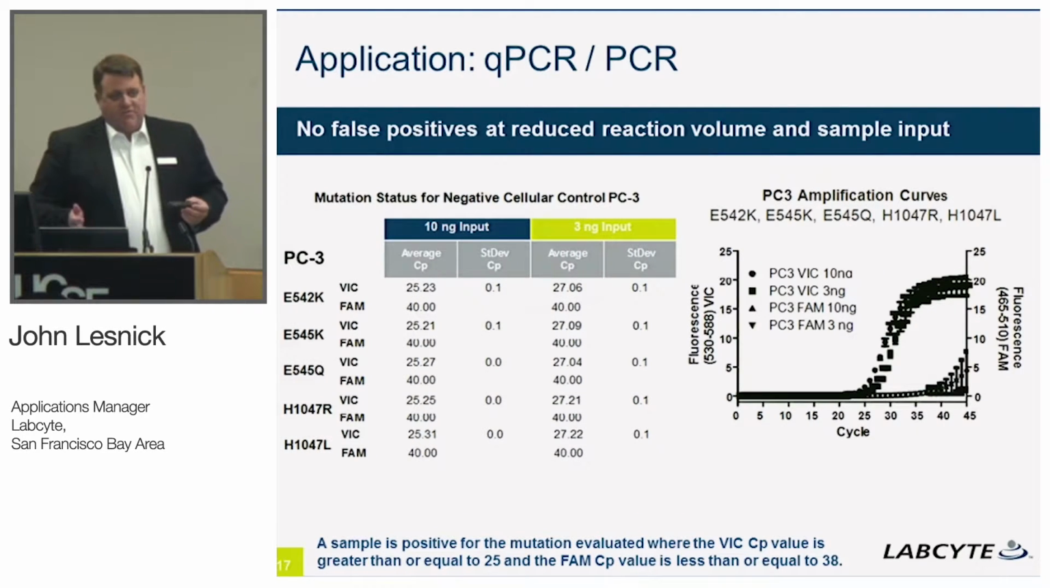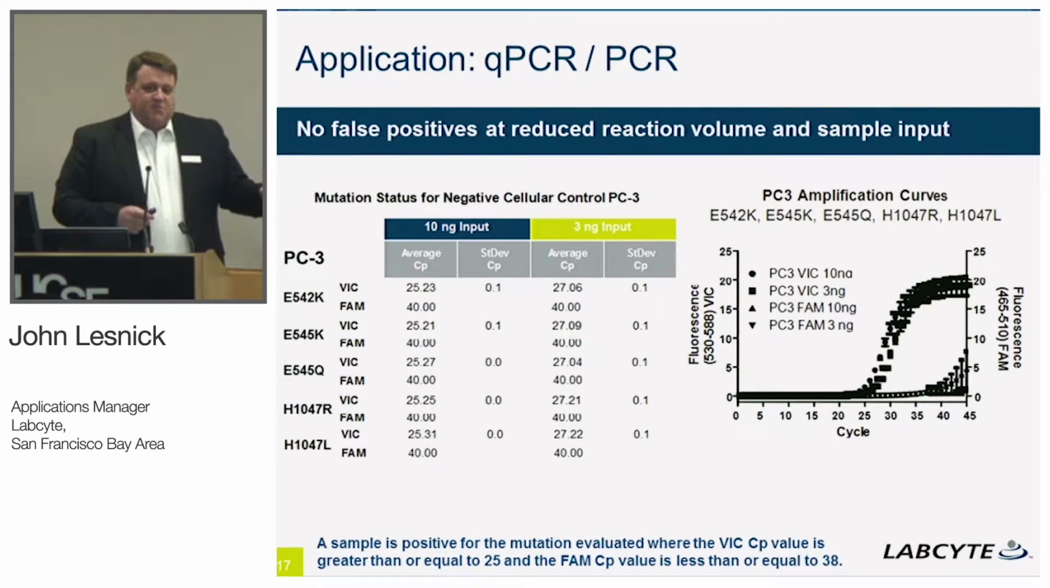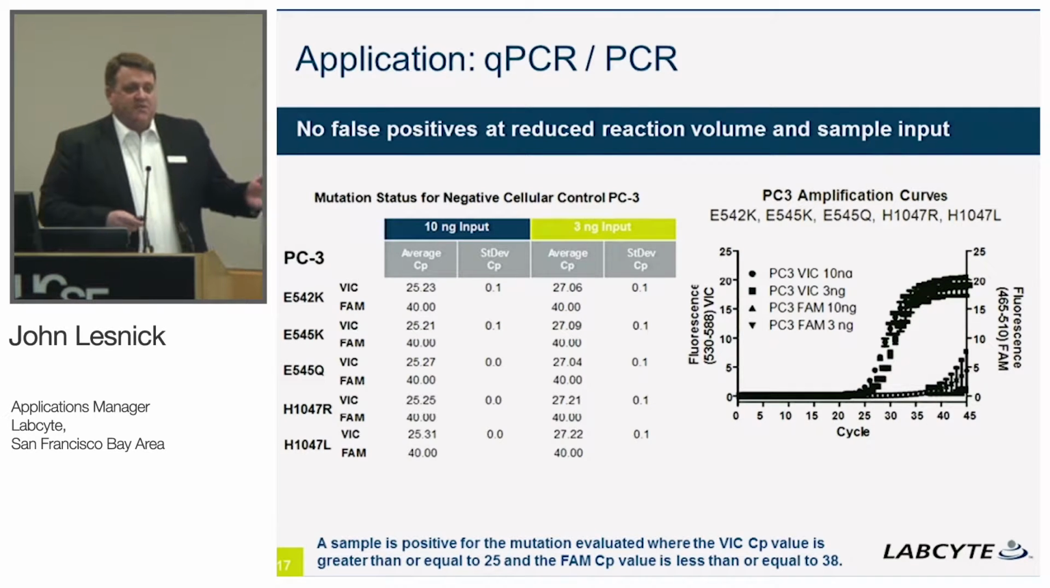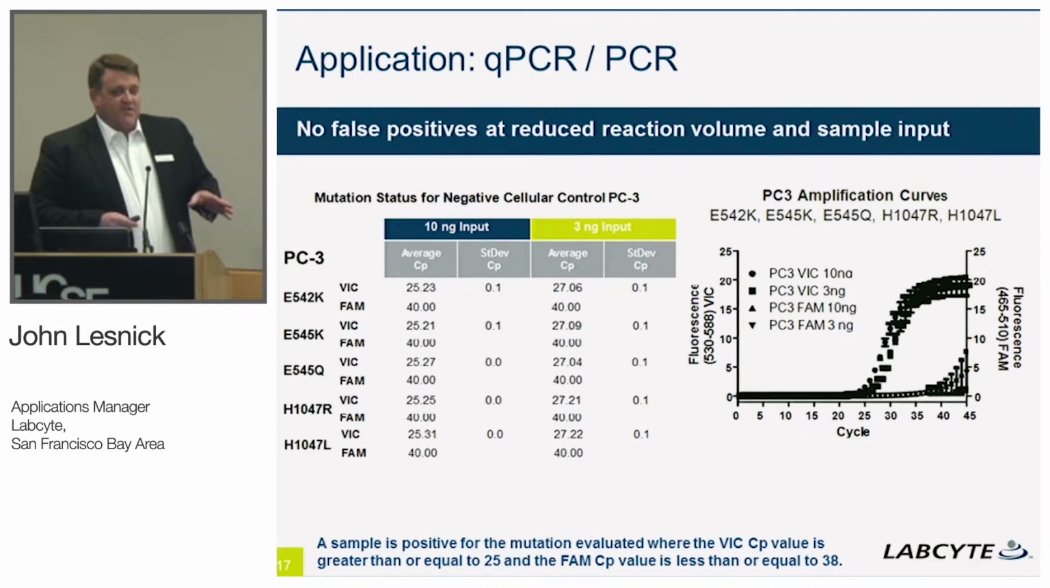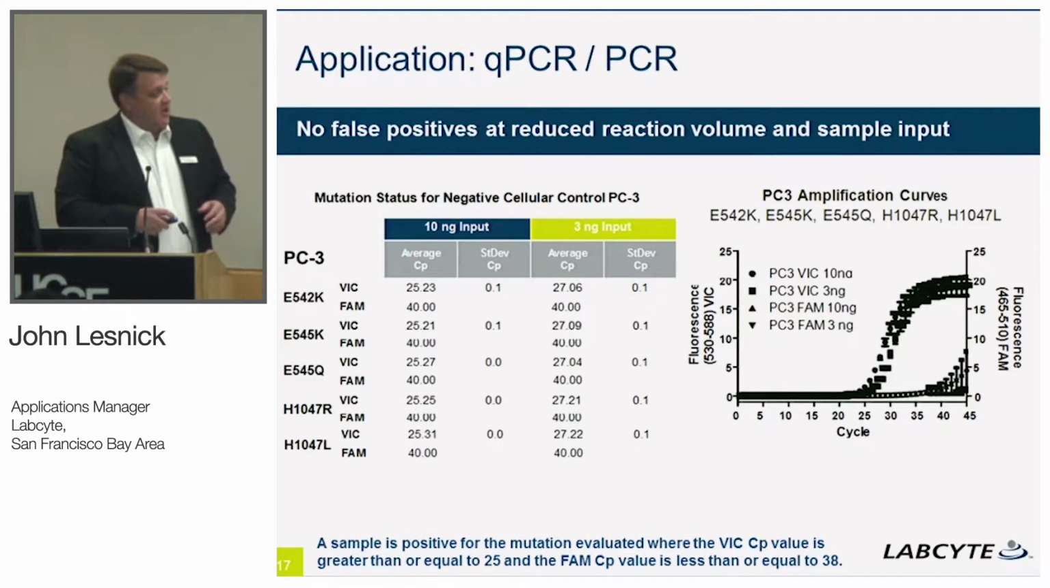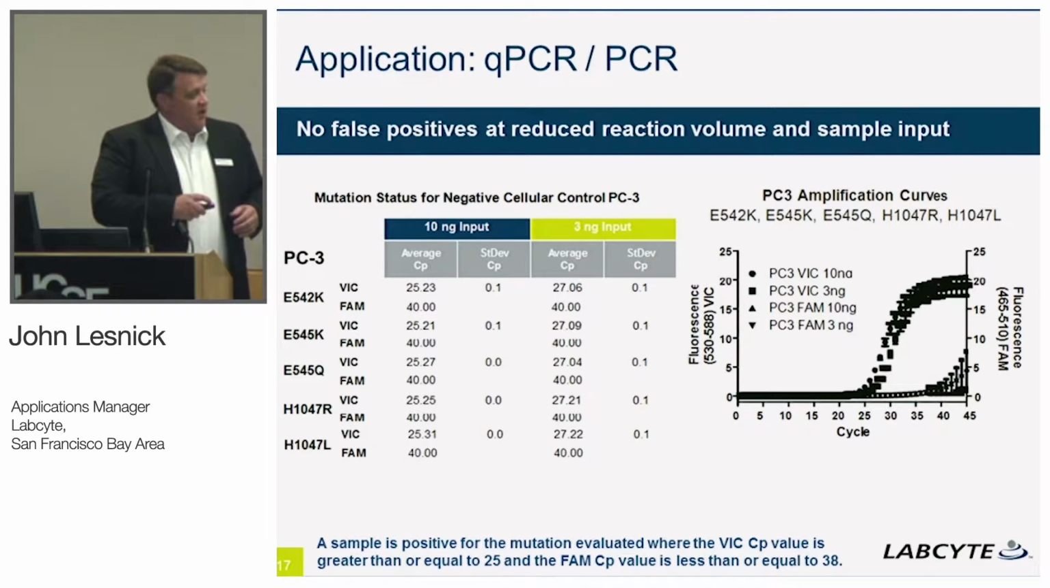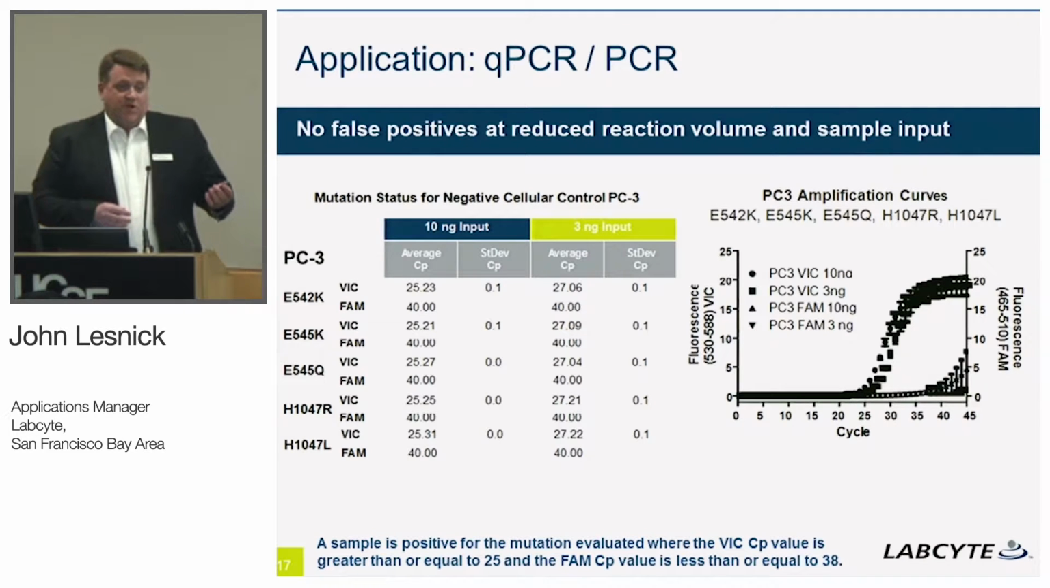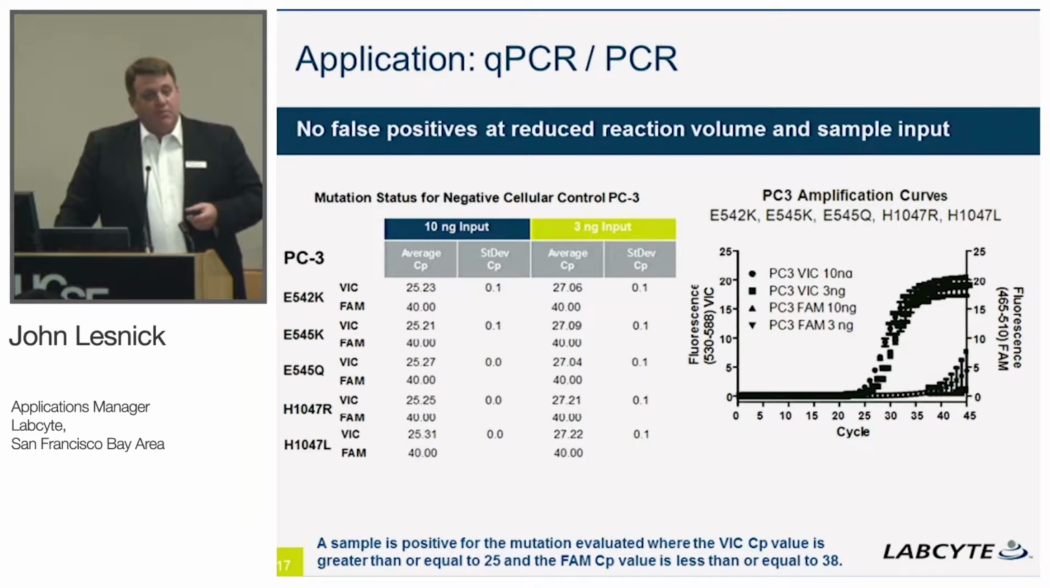The next is you also don't want false positives. So same system was set up and run. We're looking at the PC3 cell line. So this is known to have the wild type PI3K in there, and we're not getting any calls as positive for any of the mutations. So not only are we getting good calls for our positive control, we're also not getting false positives from negative control.